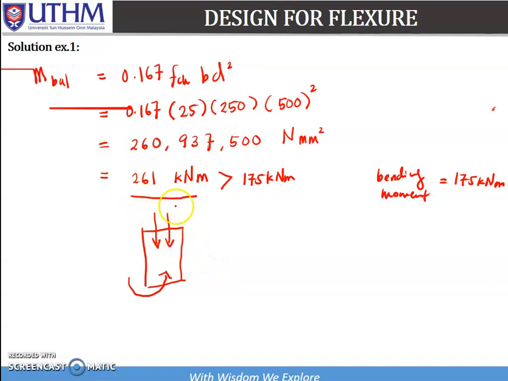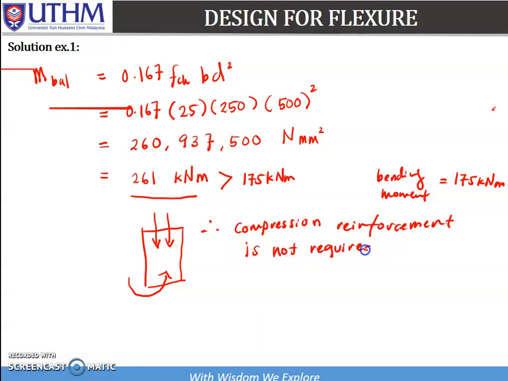So since the M balance is bigger than 175, the conclusion is that the compression reinforcement is not required. We just come up with our design with a single reinforcement at the bottom of the beam, because as we learned before, the upper part will have the compression and the lower part will have the tension. The compression part is strong enough. The M balance, the moment to balance the beam, is bigger than the ultimate bending moment, so it is balanced enough. We don't need the upper part, just the lower part.